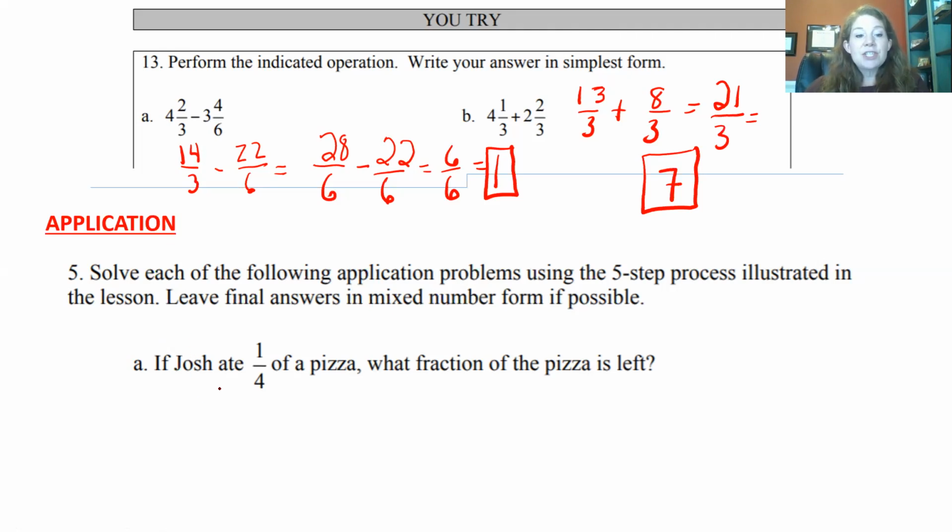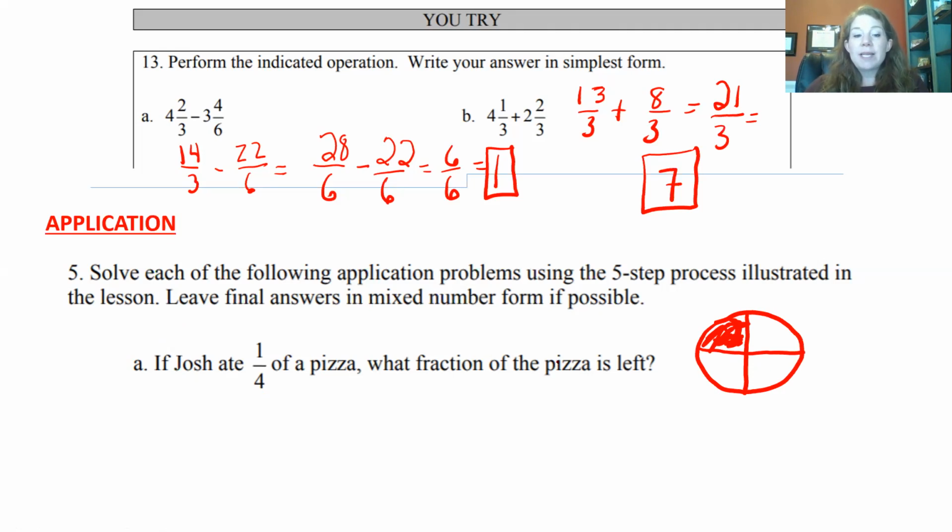So if Josh ate 1/4 of a pizza, what fraction of the pizza is left? So remember, our denominator tells us how many slices we cut our pizza into. So we have a pizza that's been divided into 4 slices, and Josh ate 1 of them. So you can see from our picture pretty quickly what's left. Well, if he ate 1 of them, that means 3 parts are left out of 4.